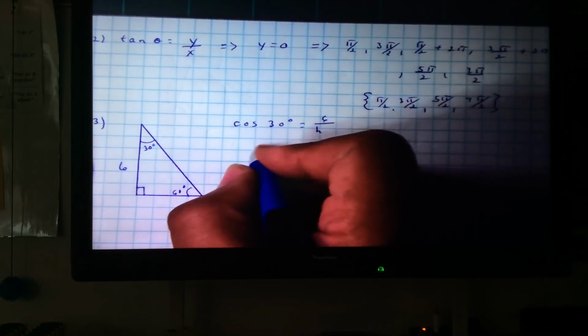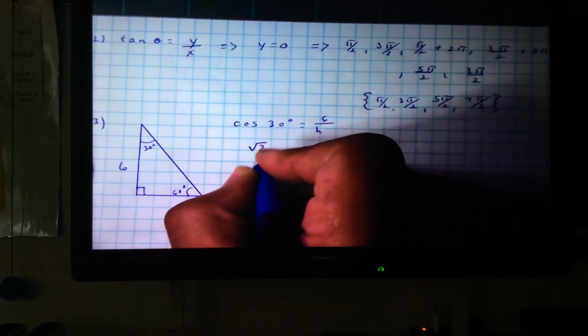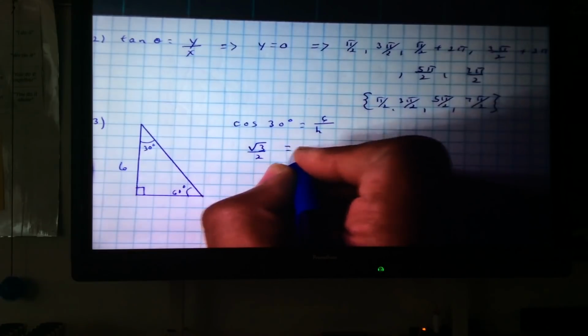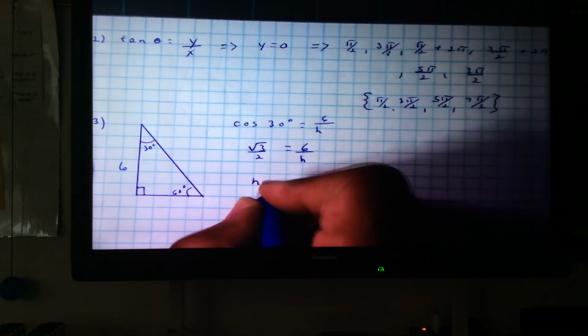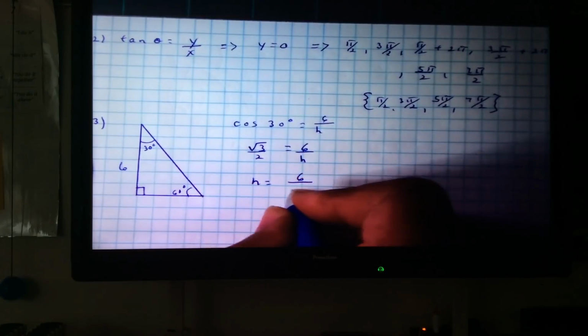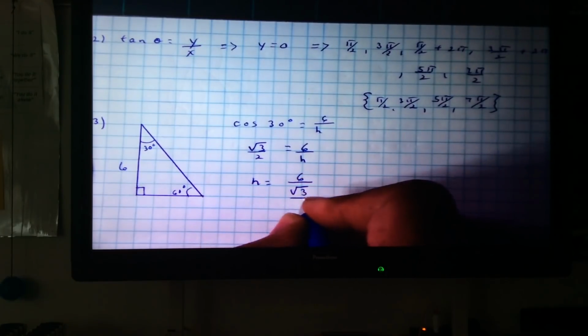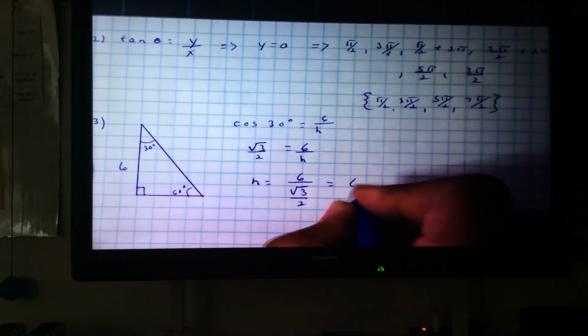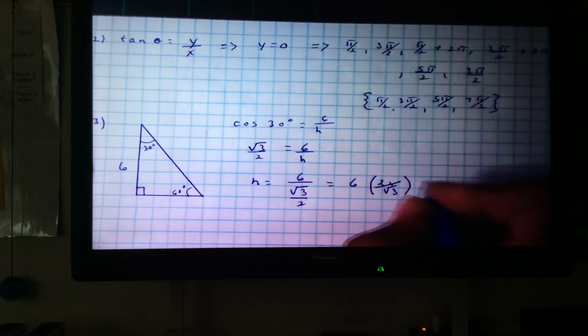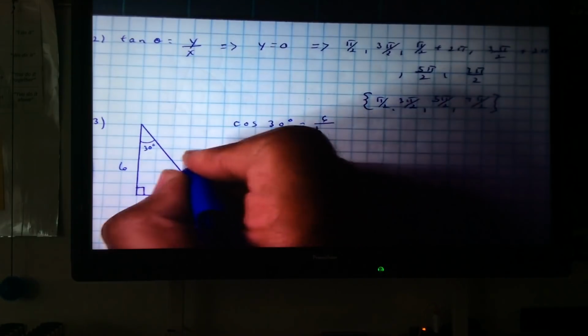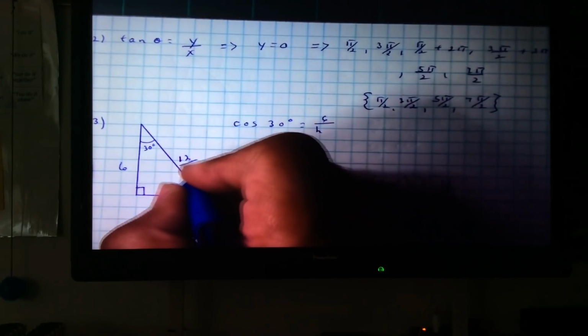So the cosine of 30 degrees is going to be the square root of 3 over 2 equals 6 over h. So h is going to be 6 divided by the square root of 3 over 2, which is 6 times 2 divided by the square root of 3, which is 12 over the square root of 3. So this is 12 divided by the square root of 3.